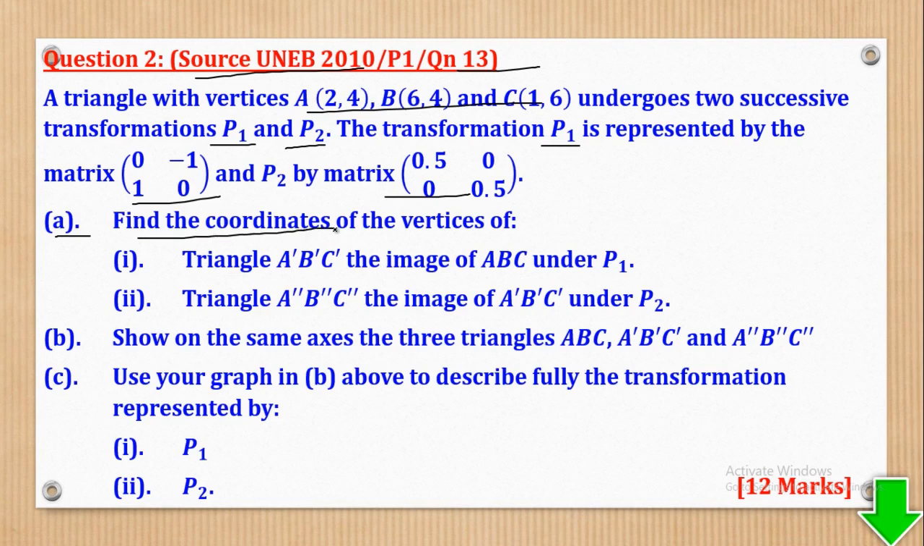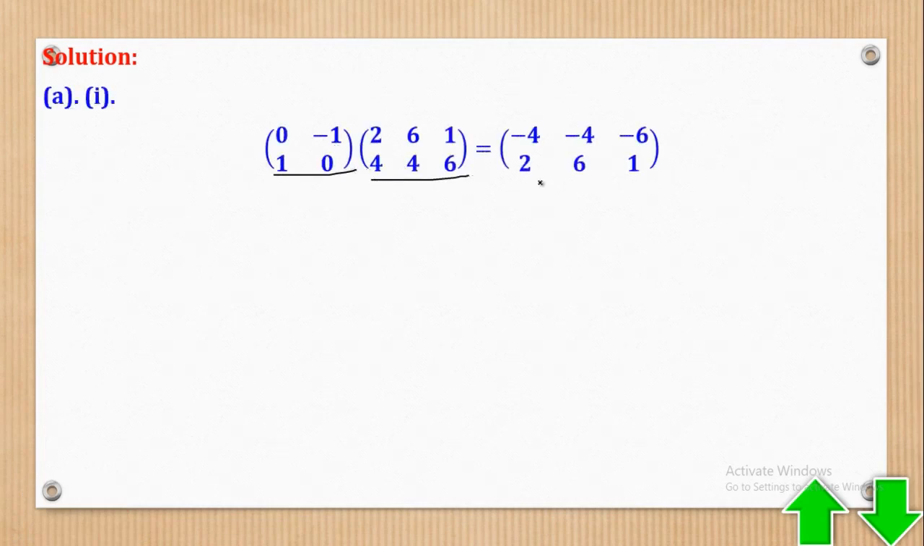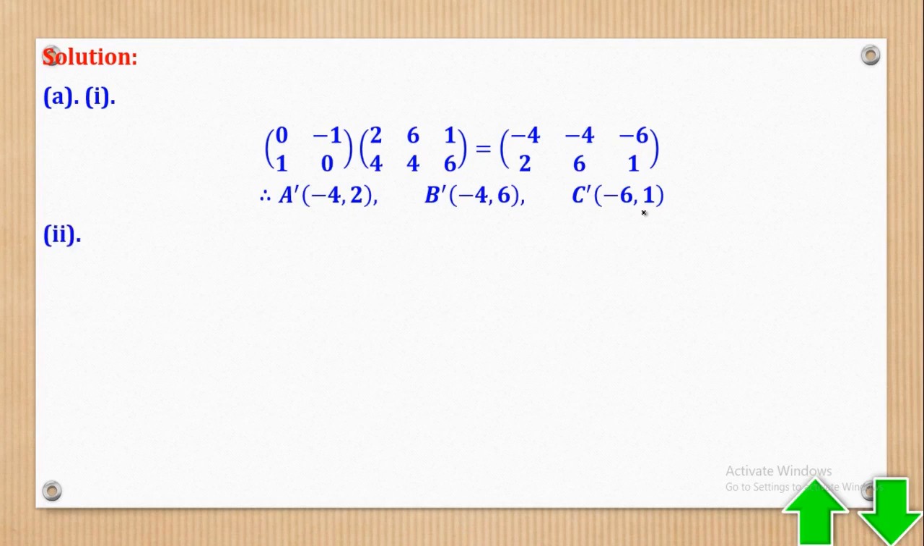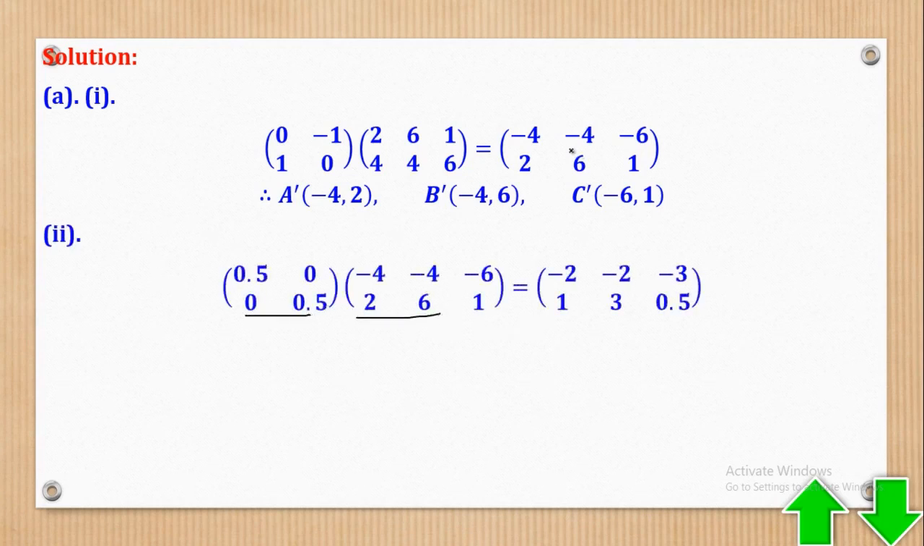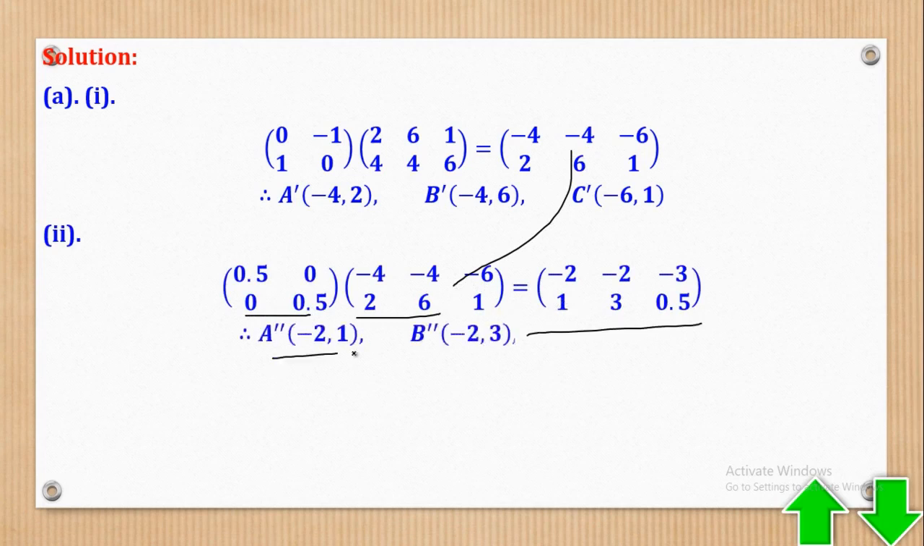Part A, find the coordinates of the vertices A prime, B prime, C prime, which is the image of ABC under P1. Then Roman 2, find the vertices A double prime, B double prime, C double prime, which is the image of A prime, B prime, C prime under transformation matrix P2. So this multiplied by this object gives you this, therefore these are the coordinates A prime, B prime, C prime. Then for Roman 2, this P2 multiplied by this here will give you this, and therefore the images will be A double prime, B double prime, C double prime.